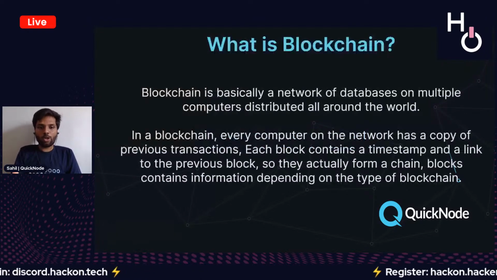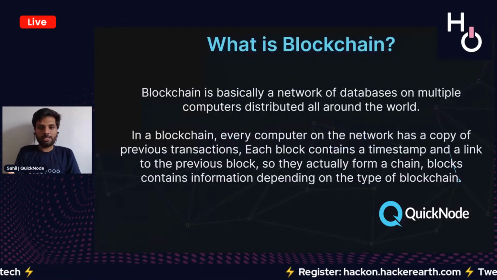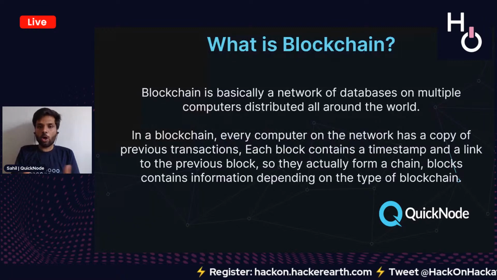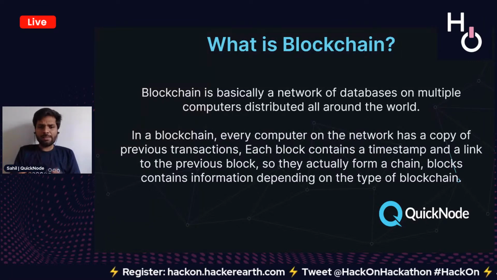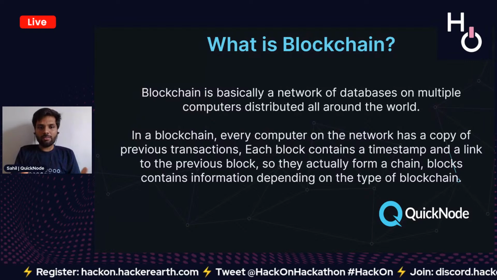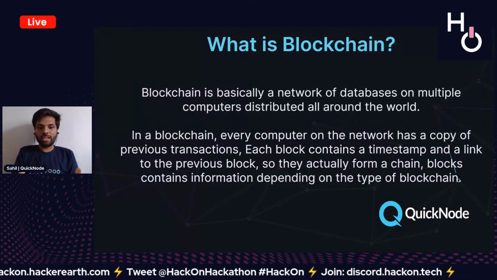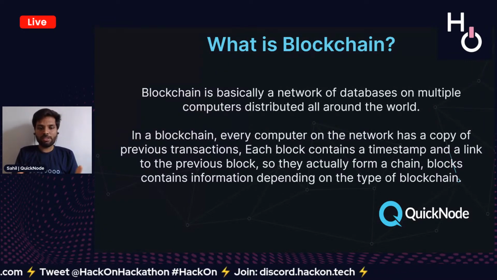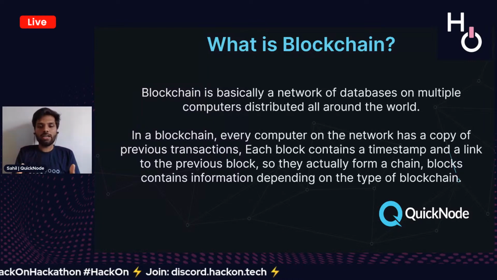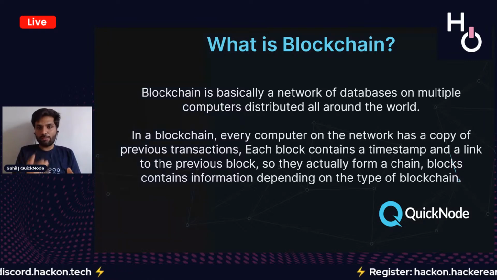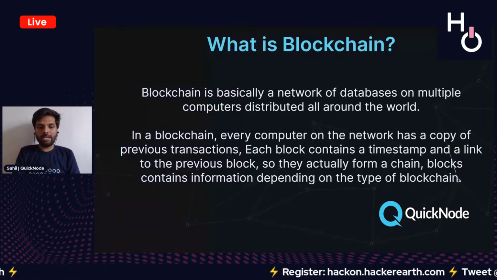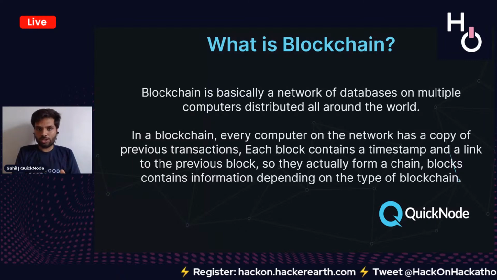Blockchain is basically a network of databases on multiple computers distributed all around the world. I'll explain further after the slide. In a blockchain, every computer on the network has a copy of previous transactions. Each block contains a timestamp and a link to the previous block, so they actually form a chain.